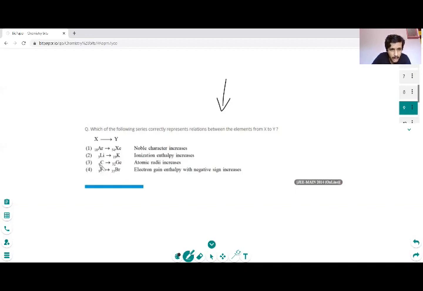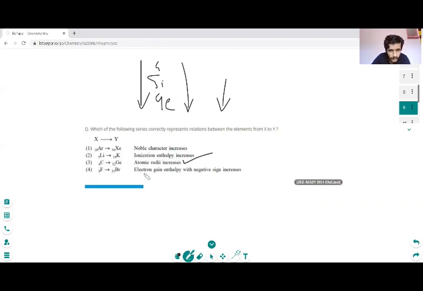And let's see carbon to germanium. It is again down the group. Carbon, we have silicon, then we have germanium. What they have given is atomic radius increases. Yes, this is correct. When we go down the group, atomic radius increases, but ionization potential decreases. Atomic radius increases, ionization potential decreases.